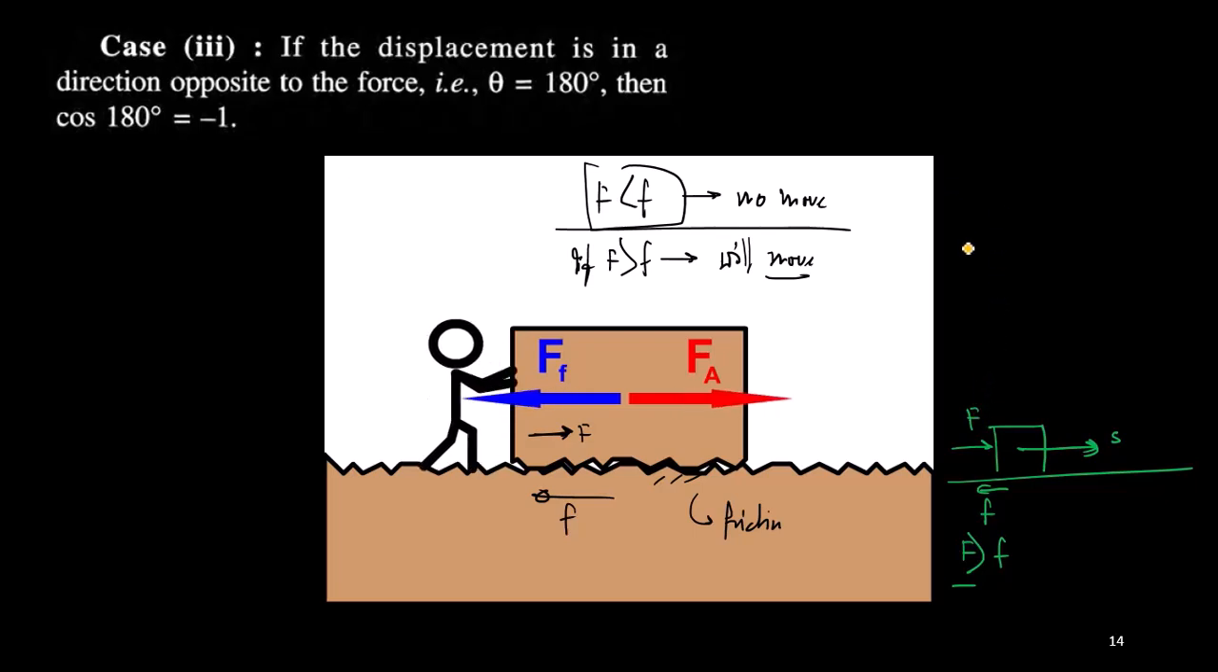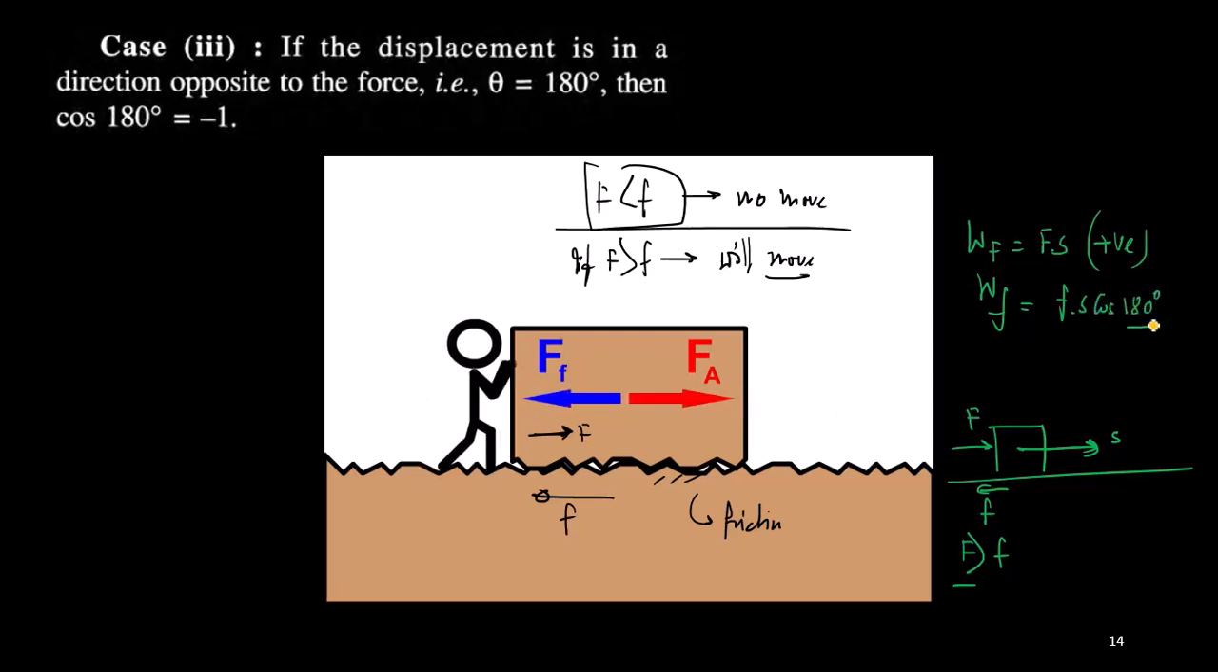So if I calculate the work done by capital A, that should be equal to F into S, that is a positive number. Now work done by small a, that is the work done by friction. Friction is acting opposite to the direction of the displacement, so I should write F into S into cos of 180. And I know that cos of 180 is equal to minus 1. So the answer should be minus F into S.